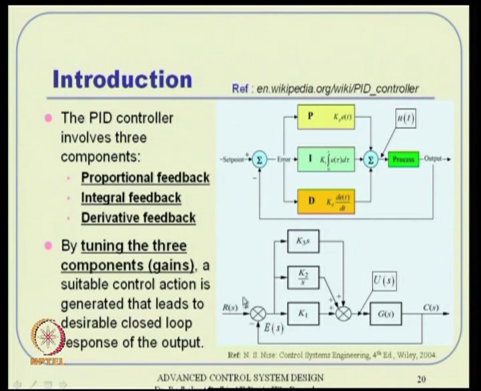And in the transfer function sense, we can represent it this way. Earlier we had only this part, the K1 part. Now we are talking about both K3 as well as K2. Remember, this is an integral part and this is a derivative part.